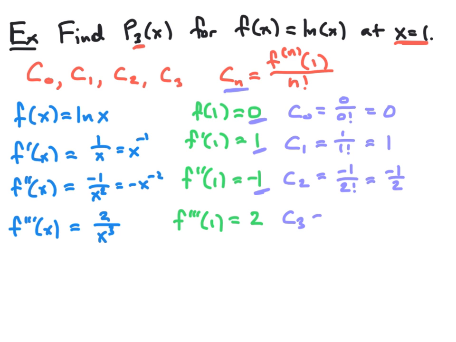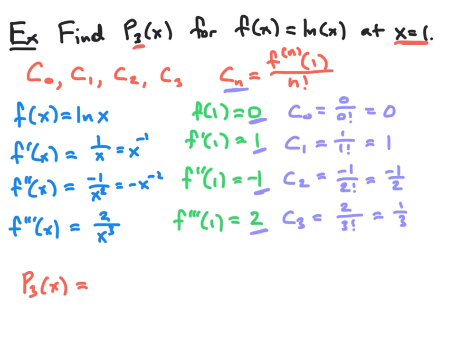And last but not least, we have C3, which is f triple prime of 1, which is 2, divided by 3 factorial. So we have 2 divided by 6, or 1/3. Now that we have all of these coefficients, we're able to simply write down the third Taylor polynomial of the natural log of x at x equal to 1.